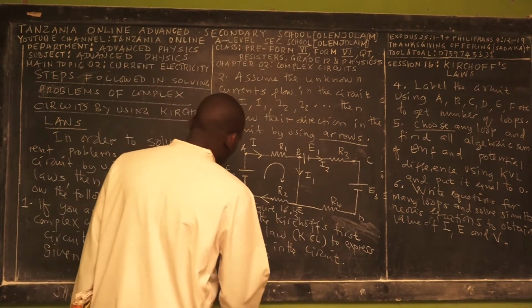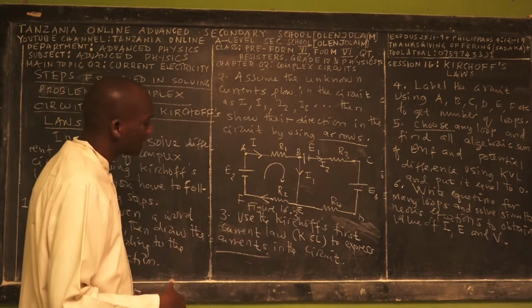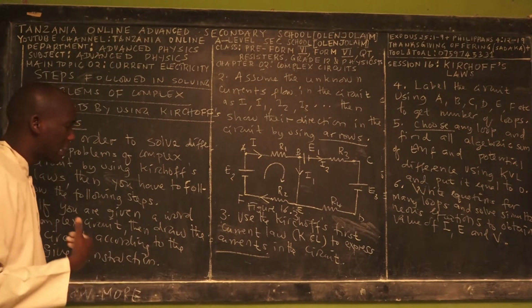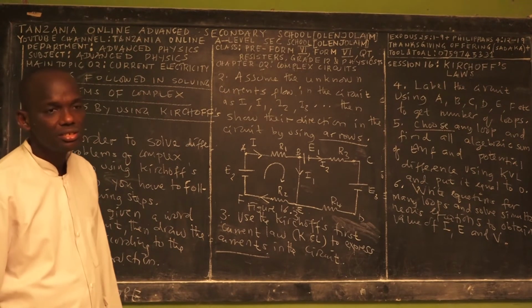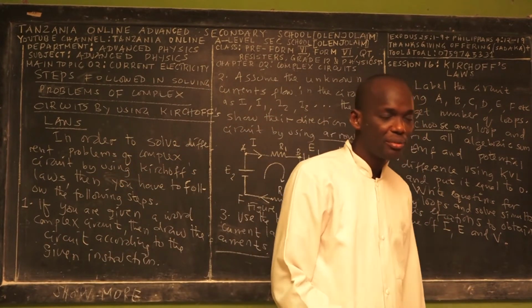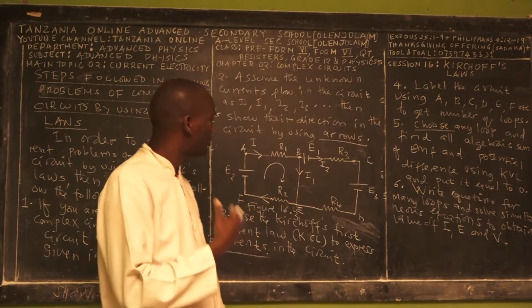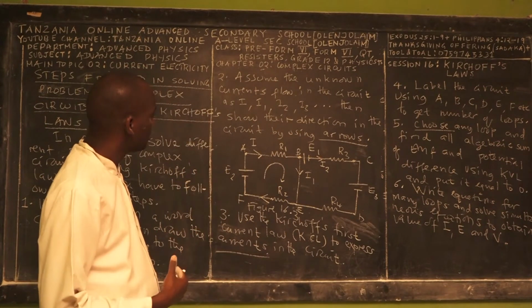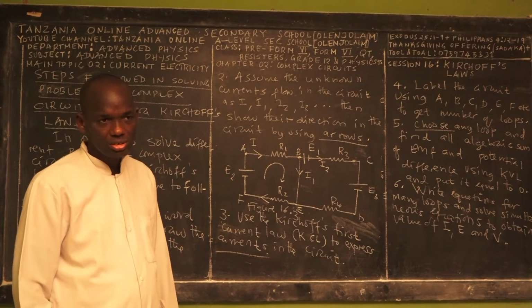And then the third step, we ask you to use Kirchhoff's first law, KCL, to express currents in the circuit. And you know the sum of the currents that enter the junction equals the sum of the currents that leave the junction.